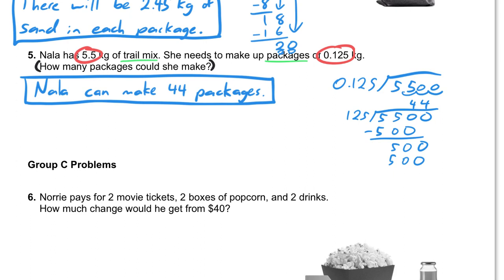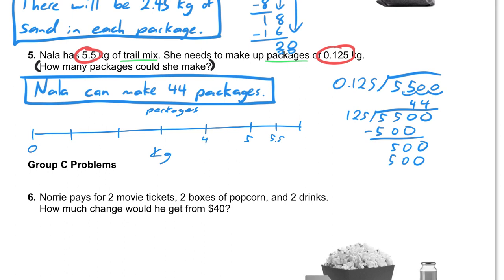Now I haven't done the check part of the UPS check. The check part could look something like this. Does this make sense? I can put this on a double number line, okay? Here's 0 kilograms on the bottom, and we can have packages on the top. Then we have 1 kilogram, 2, 3, 4, 5, 6 kilograms, and here's 5.5.